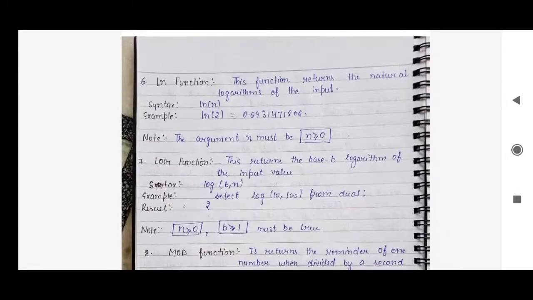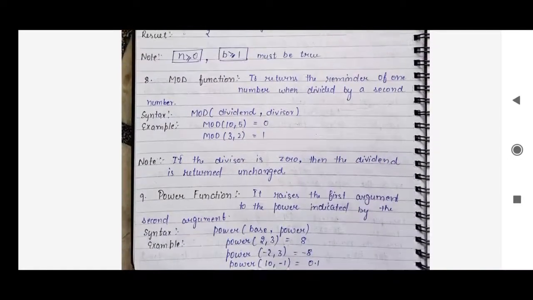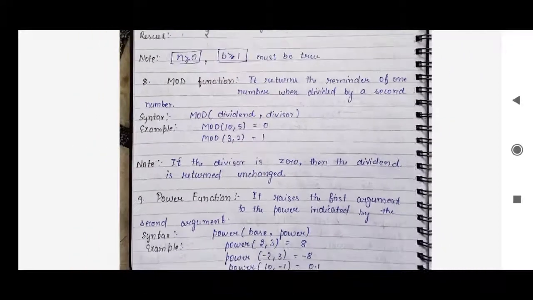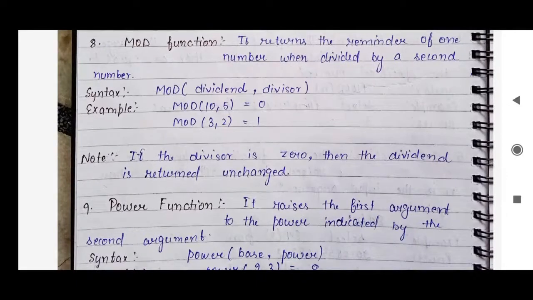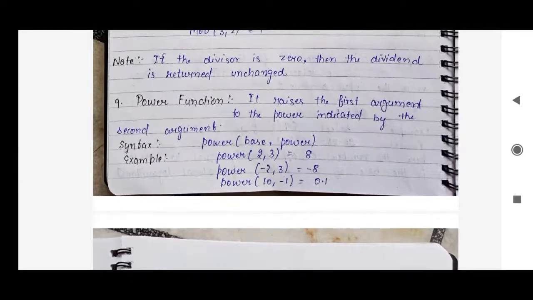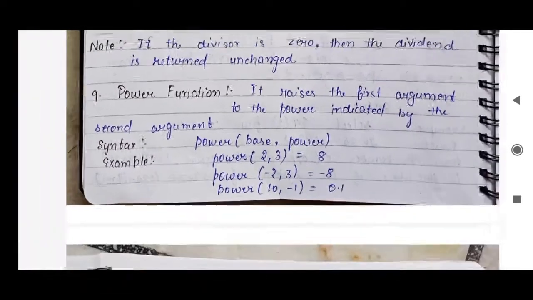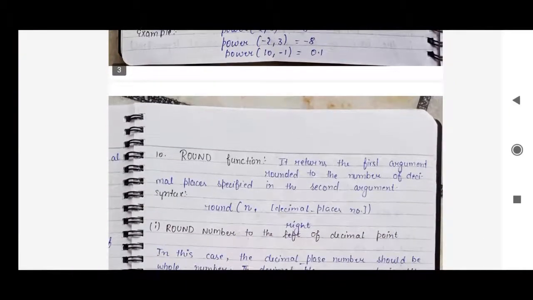Like this, there are various other functions like the ln function, log function, mod function. Now we know what a mod function is. It is used to find the remainder. For example, 10 mod 5 will be 0. 3 mod 2 will be 1. This is the use of the mod function. Next, the power function. The power function is used to find the power of a value. For example, 2 power 3 is equal to 8. So this is the use of the power function.